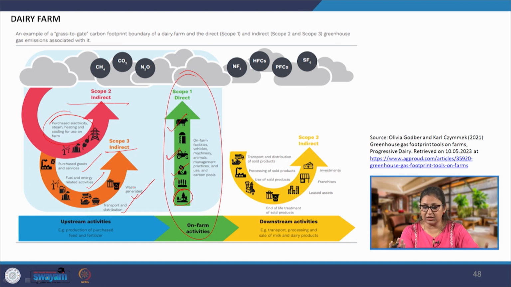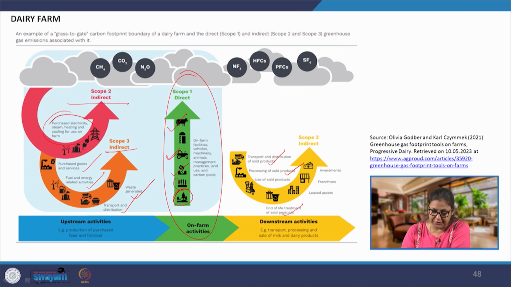We also have downstream activities and scope 3 indirect emissions as part of that. So, for a dairy farm it could be processing of the sold products, and the transportation and distribution of the sold products. The farm is processing and then selling the products. The selling of the products, the transportation, the fuel that is going to be consumed and the emissions resulting from that go in scope 3 indirect emissions again, but downstream activities.